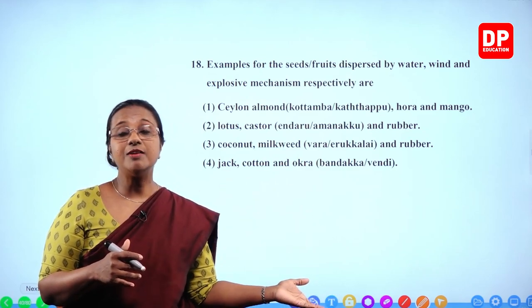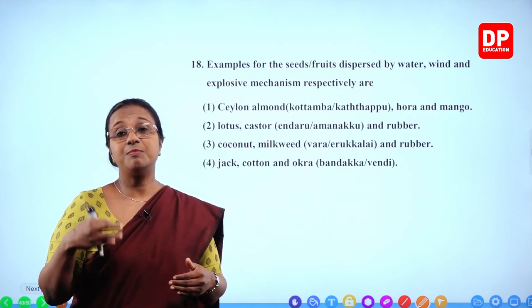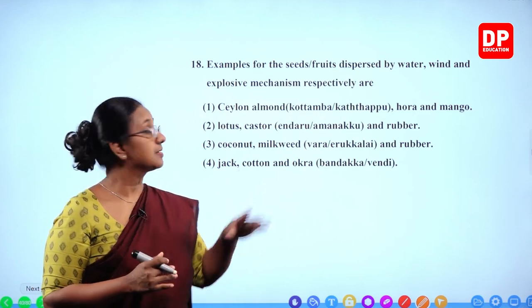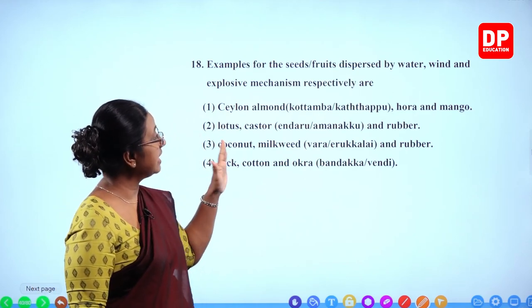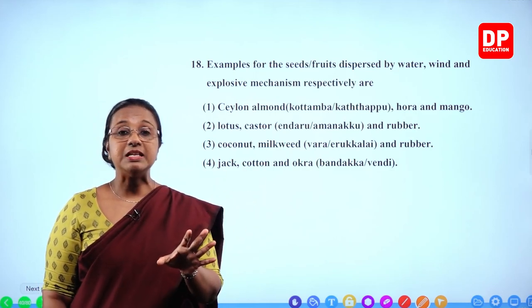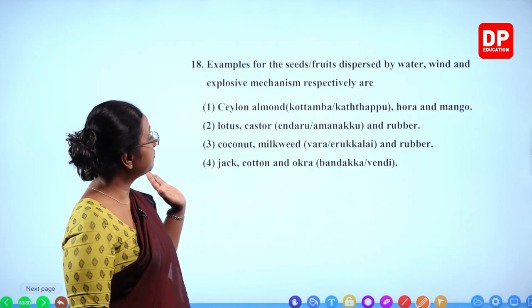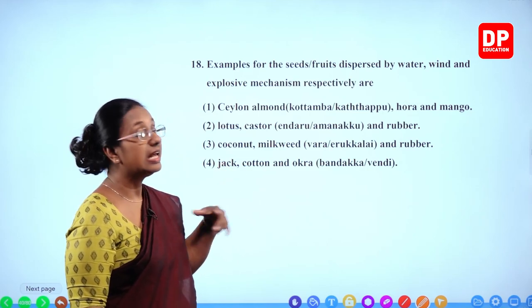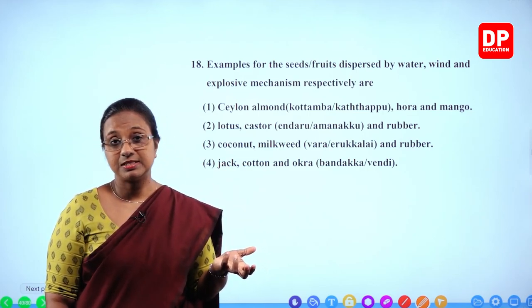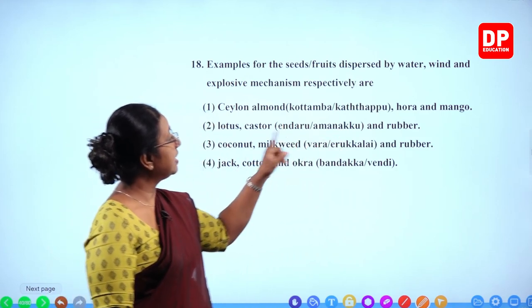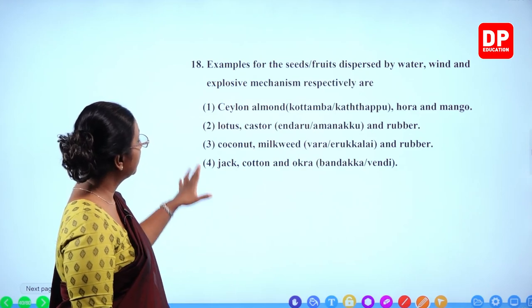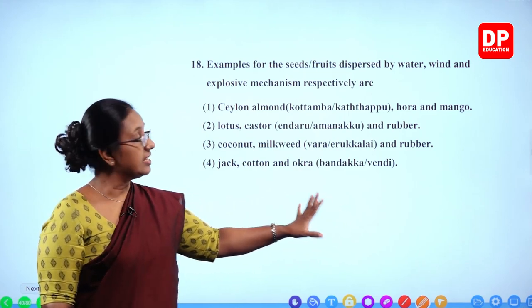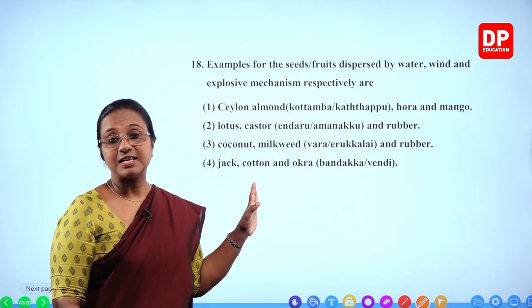And when they go to a new environment, at the same time the biodiversity of different environments increases. So, for all those purposes, there is the dispersal of seeds and fruits. And there are different mediums that facilitate this dispersal: water, wind and explosive mechanism, in addition to dispersal by animals. Here we need to find the examples for water, wind and explosive mechanism. So, I have put the pictures of all these fruits and seeds in the next slide. With that, I will discuss the answer with you all.